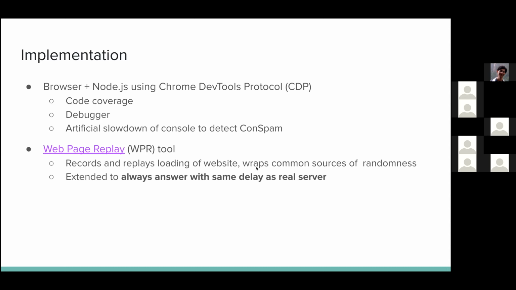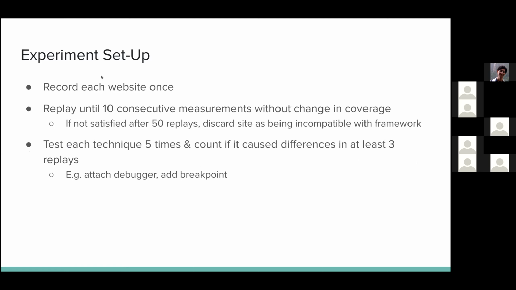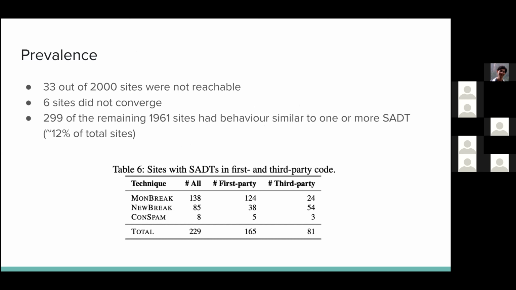Okay. So the researchers also added one more extension to Webpage Replay, which is that it always answers with the same delay as the original server, just to reduce the sources of randomness. Then the setup is that it records each website once, and then replays until there are 10 consecutive measurements without a change in code coverage, which is the point where we reach code convergence. If this condition is not satisfied after replaying the website 50 times, then they discard the site as being incompatible. Once they have this baseline, they test each technique 5 times on the website and count if it caused a difference in at least 3 replays. Okay.